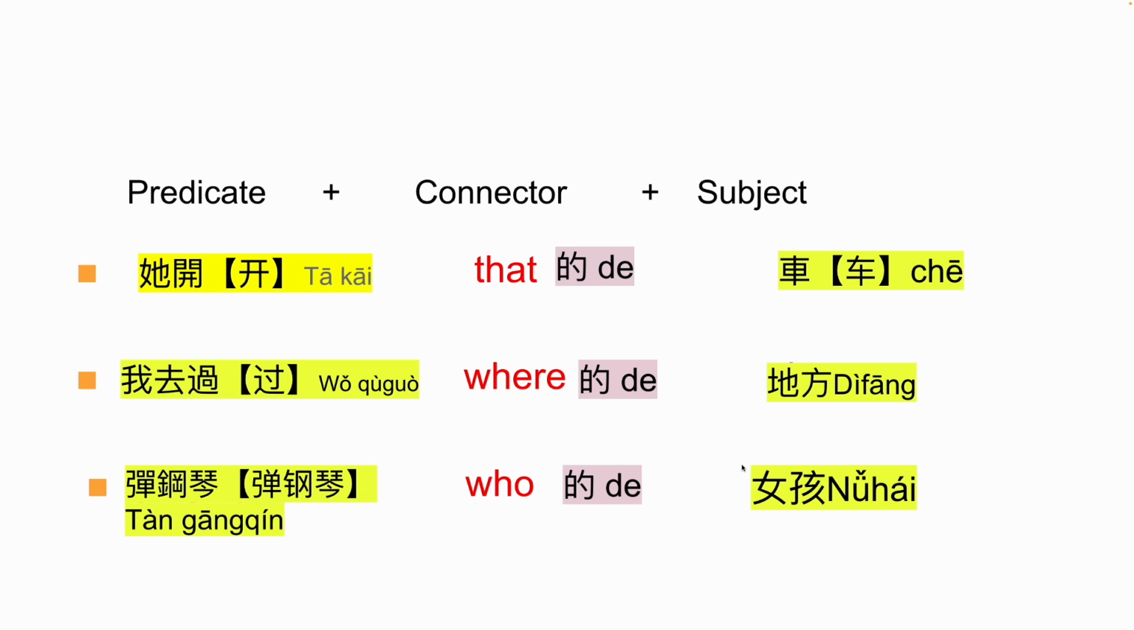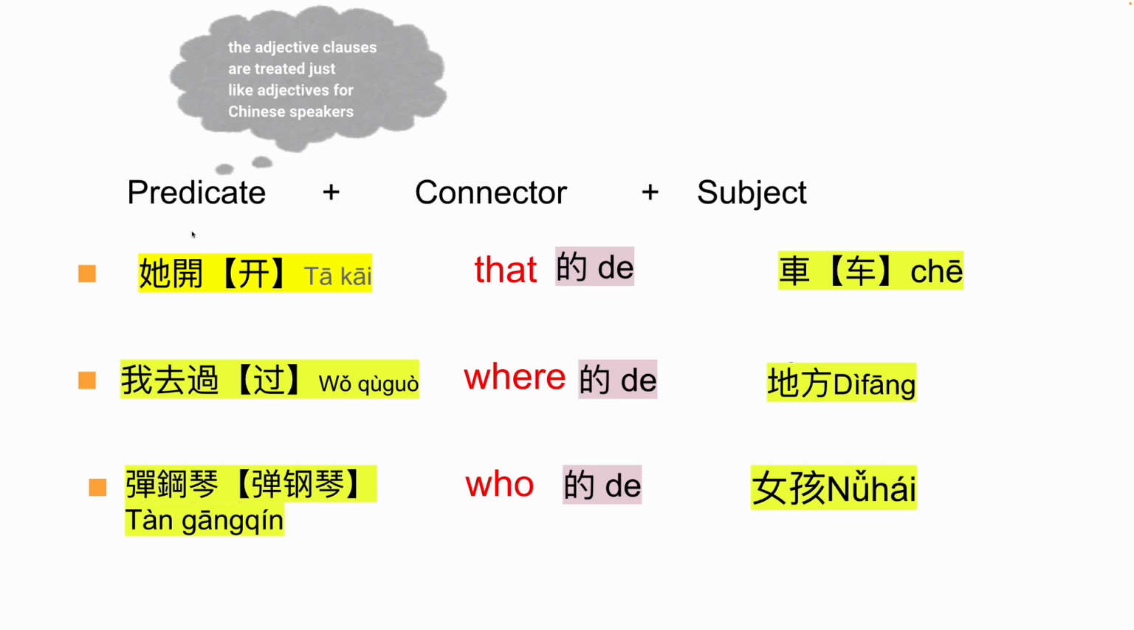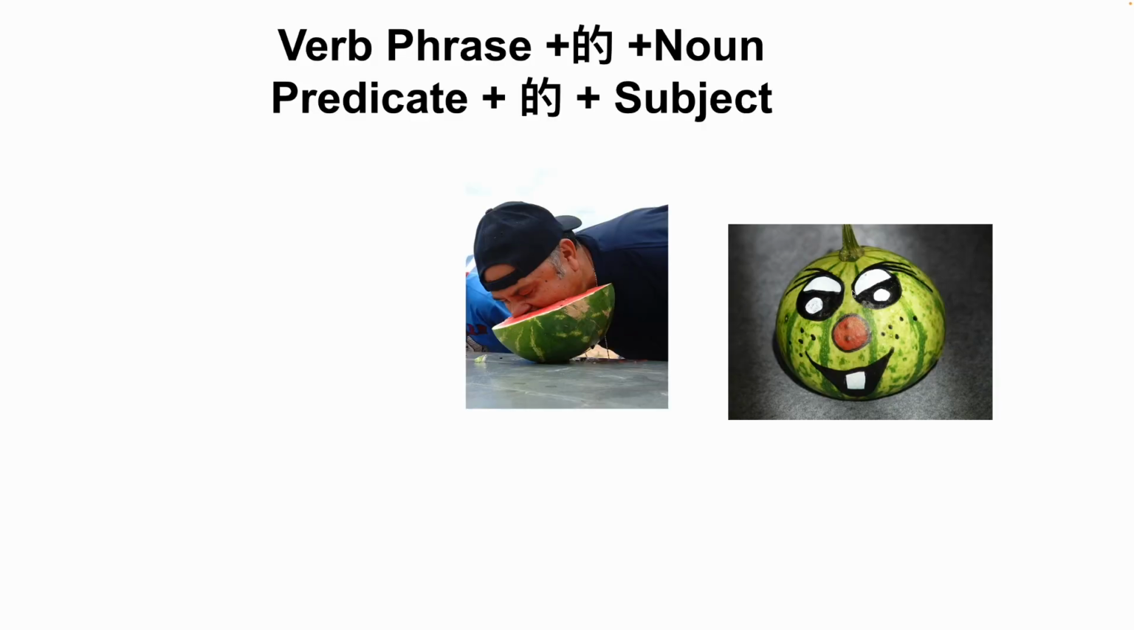So just remember two major differences between Chinese and English when it comes to subject and predicate. In Chinese, we put the predicate before the subject. So we can just treat the predicate, or we can call them adjective clauses, as adjectives for Chinese speakers, which means we use this as an adjective, and as an adjective we put it in front of the nouns or pronouns.